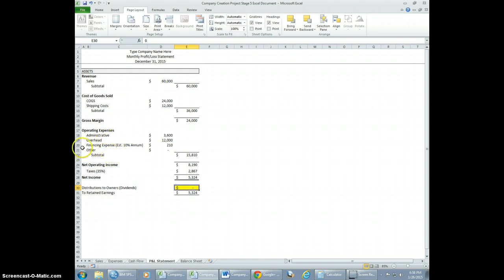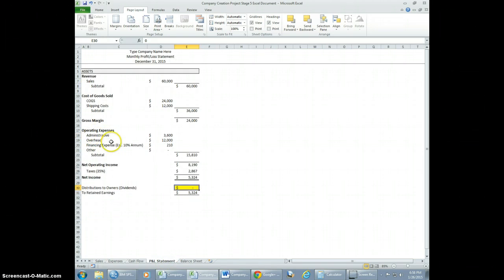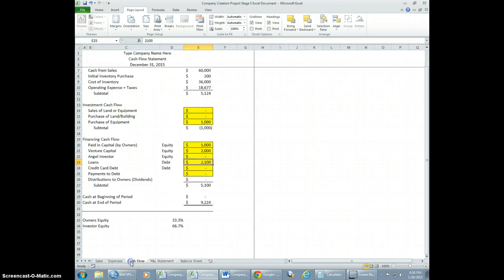You notice here is this called financing expense. This was not originally accounted for, as I had mentioned. It wouldn't be in your expenses right here. You have your administrative, and you have your overhead, and you have your other. This financing expense here is something that, for simplicity's sake, was automatically calculated, is $210, and where that number comes from actually is from your cash flow statement.